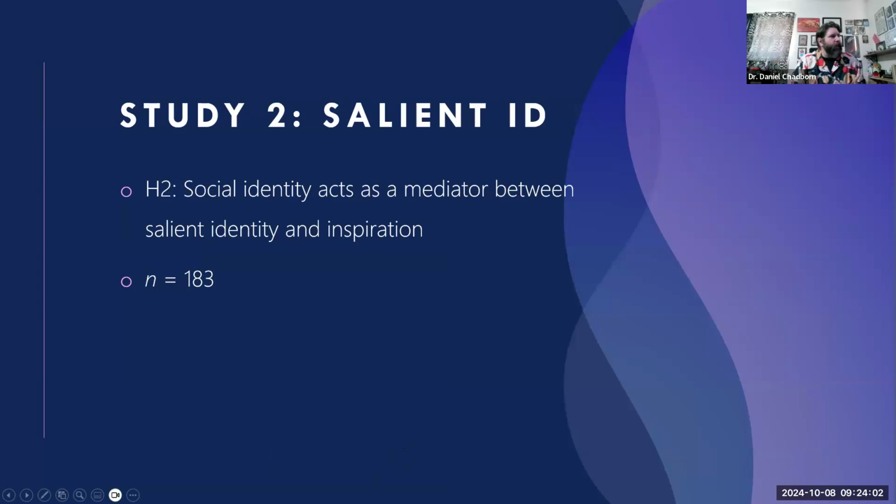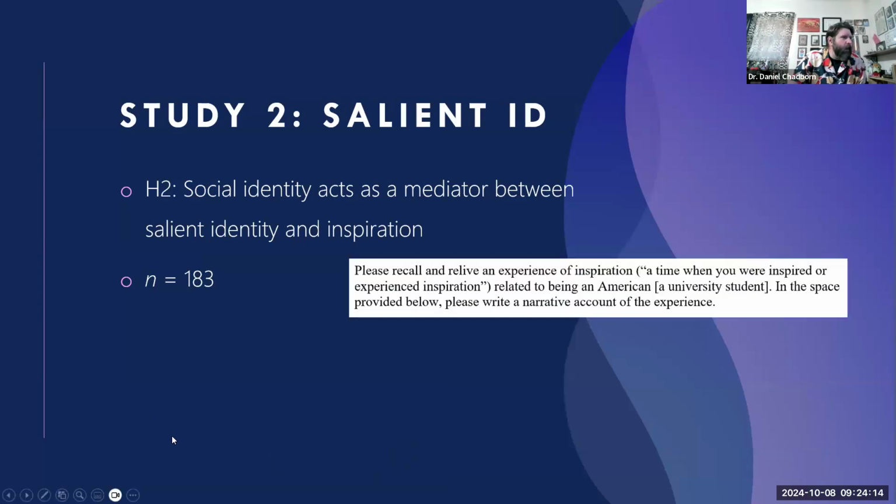So we created study two, where we wanted to see if social identity acts as a mediator between salient identity and inspiration. We used 183 participants. We asked people, on one of two levels, a less inclusive and a more inclusive identity category, to recall and relive an experience of being inspired. Think of a time you were inspired, specifically as a university student or as an American. Then we had them write a narrative experience, so that writing helps to prime that salience.